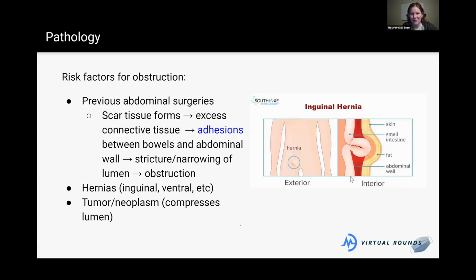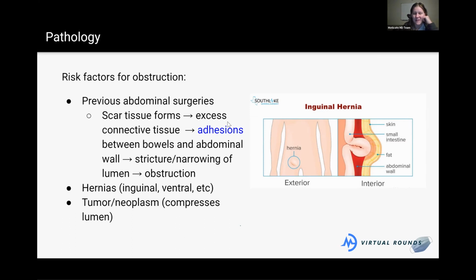So now I'm going to talk a little bit about the pathology of a small bowel obstruction. As I mentioned earlier, our patient had a ton of previous abdominal surgeries. She had an appendectomy, a cholecystectomy, an abdominal hysterectomy, and maybe a hernia repair. I don't remember, but she had a ton of abdominal surgeries. And these can all cause scar tissue to form both around where they actually had the surgery and potentially in other sites as well.